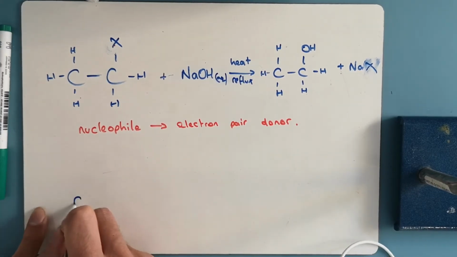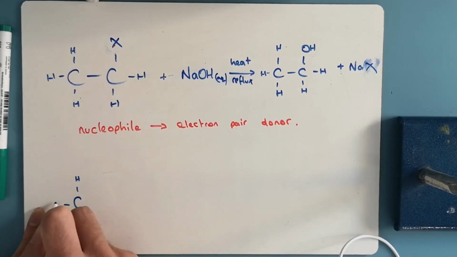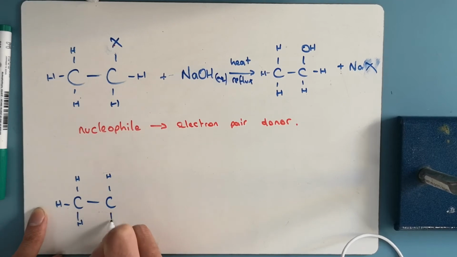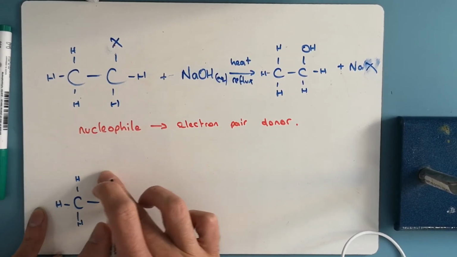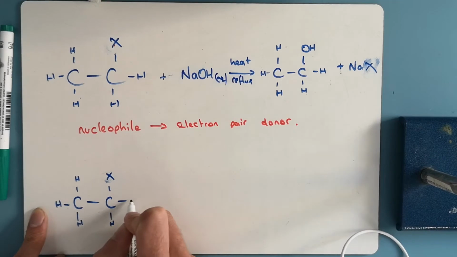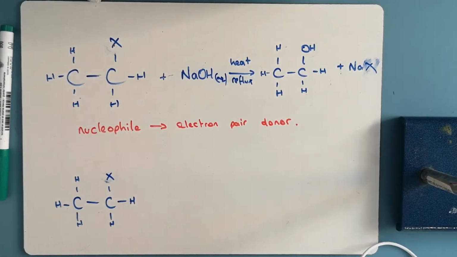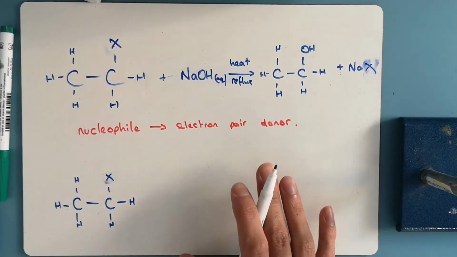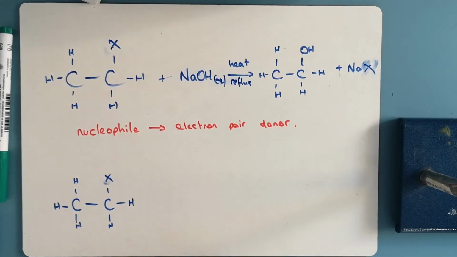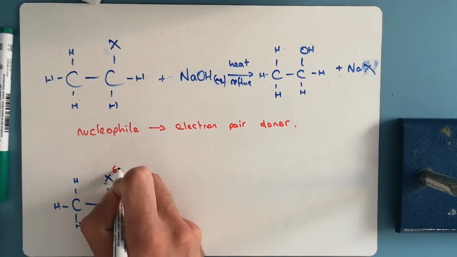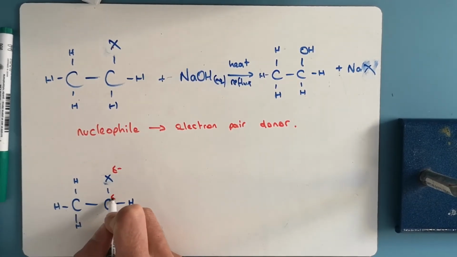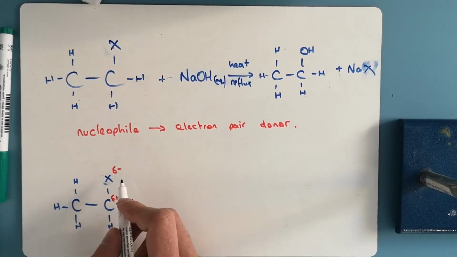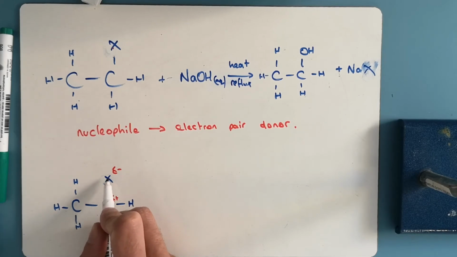So I have my X and my H there. And now halogens are generally pretty electronegative, especially fluorine and chlorine. So we create in this a dipole where we've got our delta positive carbon and our delta negative halogen. It just means the electrons are being pulled towards that X.